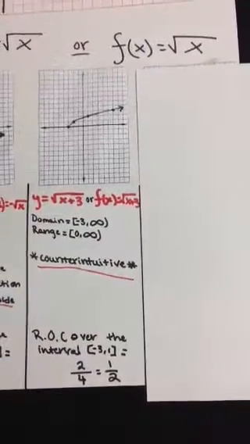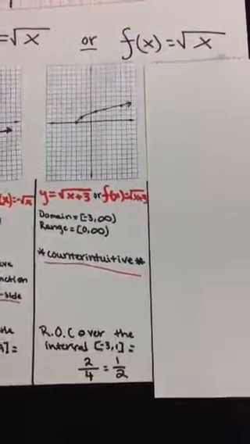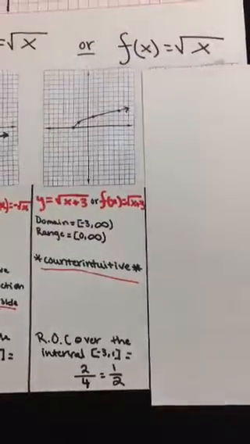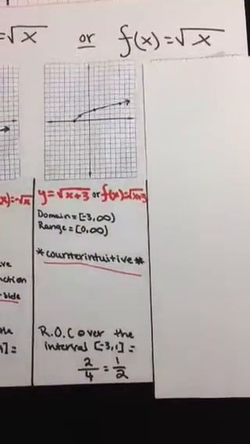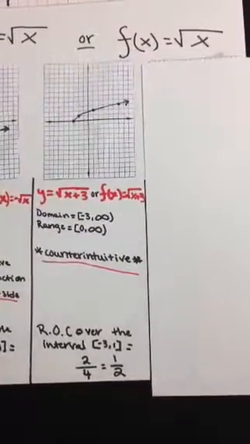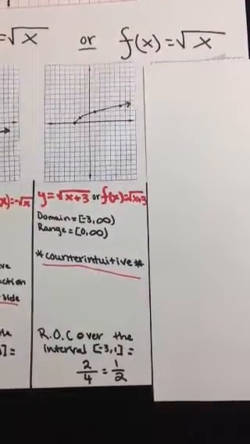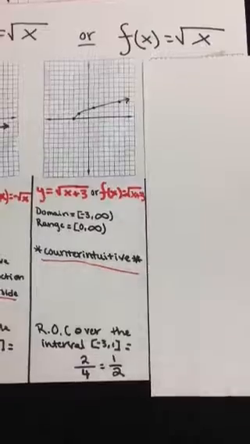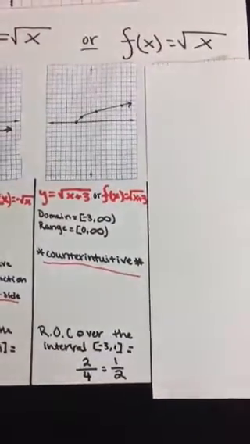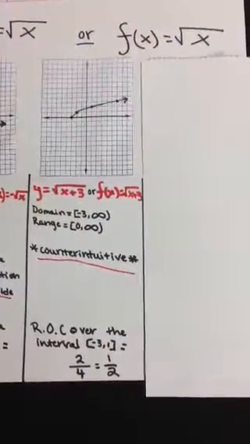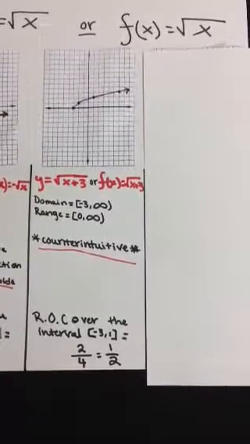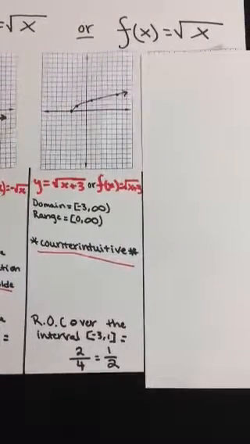This is counterintuitive, which means when you add a constant, the function will be shifted left, and when you subtract a constant, the function is shifted right. The domain is negative 3 to infinity, and the range is 0 to infinity. The rate of change of this function over the interval negative 3 to 1 is 1/2. Always remember that the shifting left and right is done with the constant under the radical.